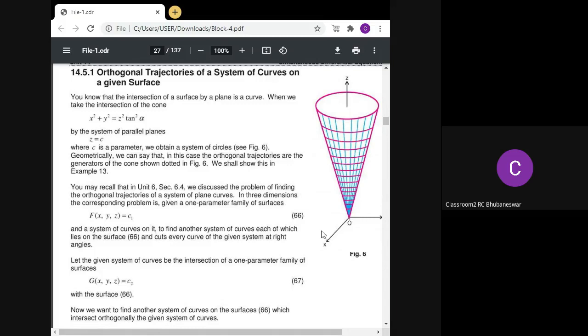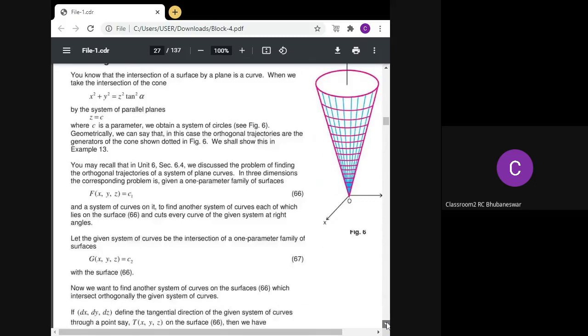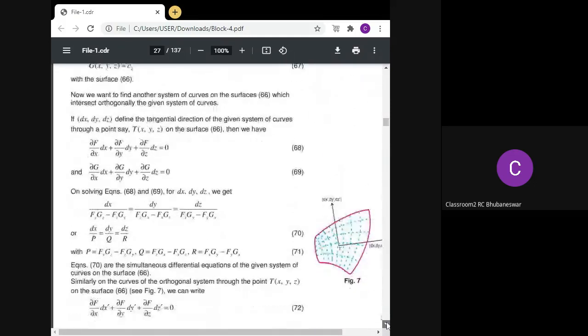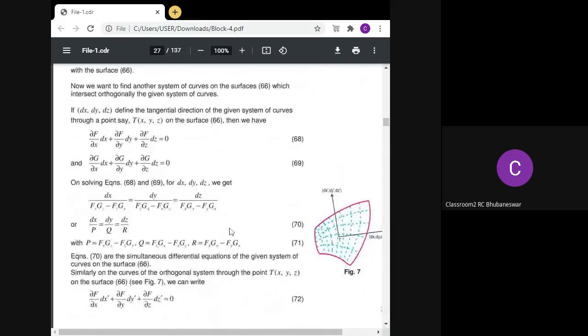Now, these two curves are known as orthogonal trajectories because they are intersecting each other at 90 degrees. That's why these are known as orthogonal trajectories to the family of surfaces. Now the same process we are adopting here. That means the total derivative of f equals 0 and the total derivative of g equals 0. That means df equals 0 and dg equals 0. And we are using the same process of calculation.